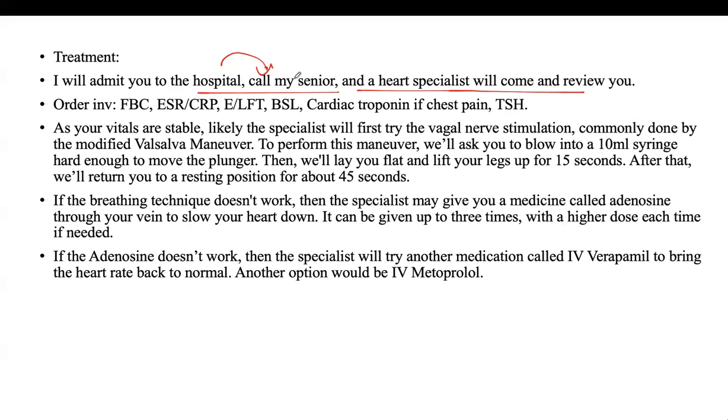Without understanding the work that you are supposed to do as a junior doctor, you can't pass this exam. Okay? So it's really important that you always mention that.